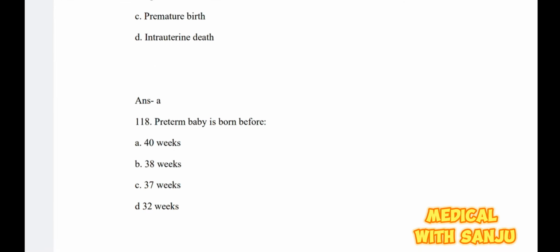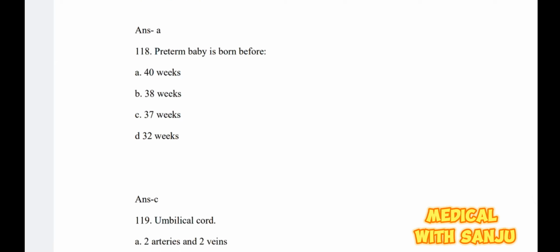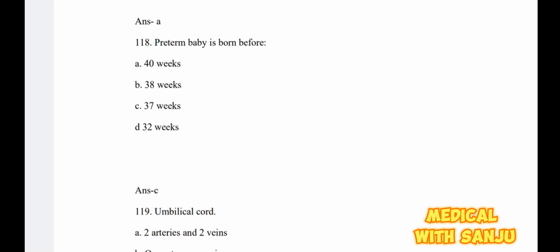Question number 118. A preterm baby is born before option A, 40 weeks of gestation, option B, 38 weeks, option C, 37 weeks, and option D, 32 weeks. A term baby is born between 37 to 42 weeks of gestation. A preterm baby is born before 37 weeks of gestation, and a postterm baby is born after 42 weeks of gestation.